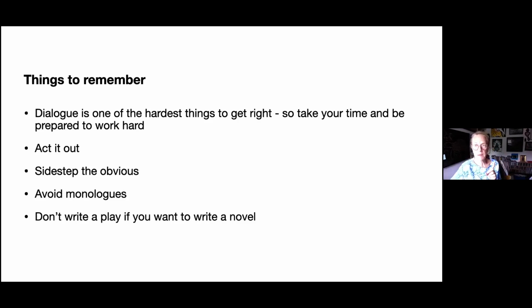And something I mentioned last week, which I think is very relevant with this as well, is when you are reading it, you can record it and leave it and then listen to it back, because often it's really difficult to hear ourselves, but if you can hear yourself outside yourself, it helps a lot. Sidestep the obvious. It's more exciting for the reader. It helps create more dynamic characters. It creates a richer fictional world.